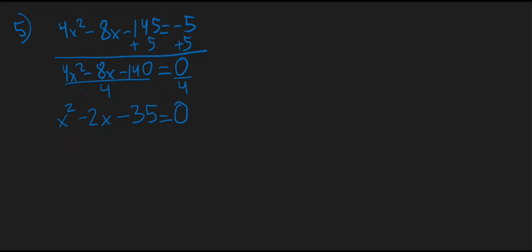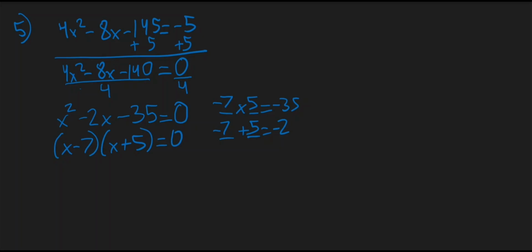And then same idea, you want two numbers that multiply to your c term, which is a negative 35, and add to your b term, which is a negative 2. Okay, so these numbers would be 7 and 5, and 7 should be negative for it to work out. So we factor it into x minus 7 times x plus 5.